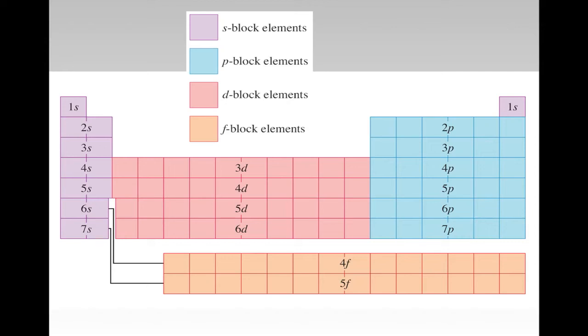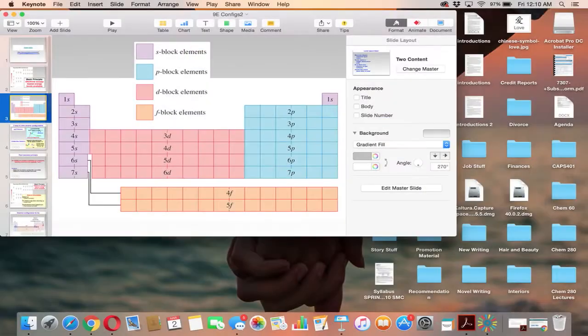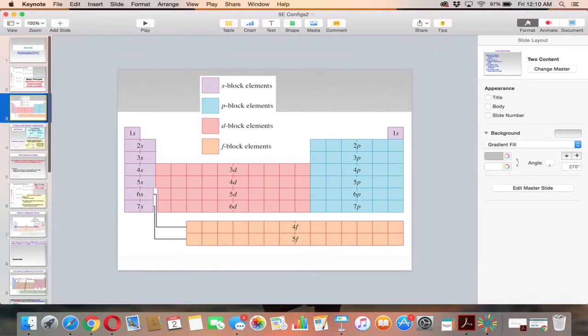Hi class! So for chapter 9, as soon as you get a periodic table, what I want you to do is mark off, I'm going to escape out of this so I can show you with the arrow, 1, 2, 3, 4, 5, 6, 7 for your periods.